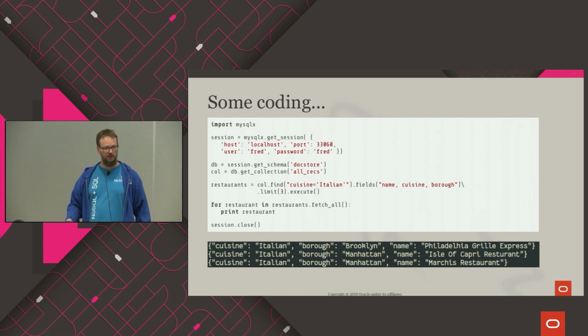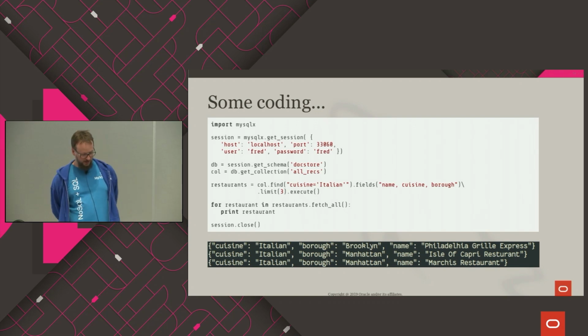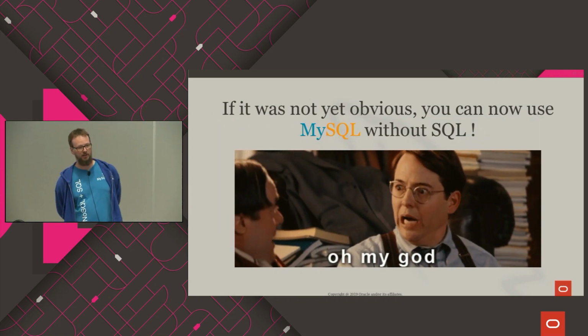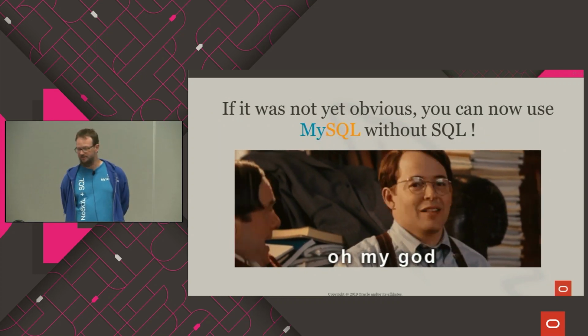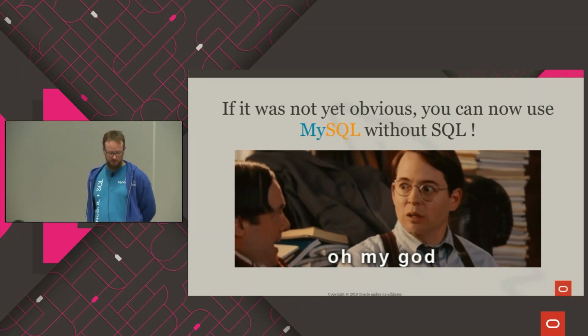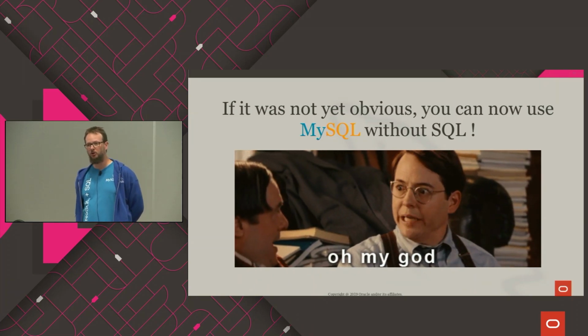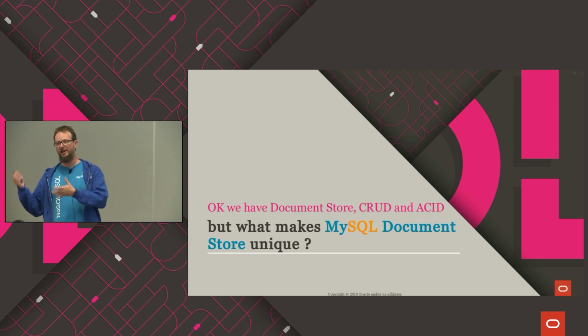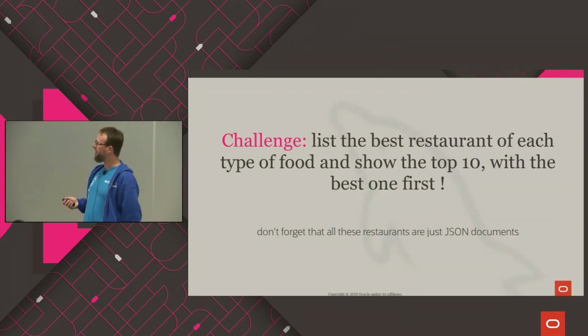And here is the output. So this was Python. And I was able to retrieve data out of MySQL without one single line of SQL, right? So you can now use the MySQL document store completely without SQL. So we have the document store, we have CRUD, we have ACID, I will show you after. But what makes the MySQL document store unique? Because you say, yeah, but I was able to do that with another document store, right? Not the collection, but I will explain.